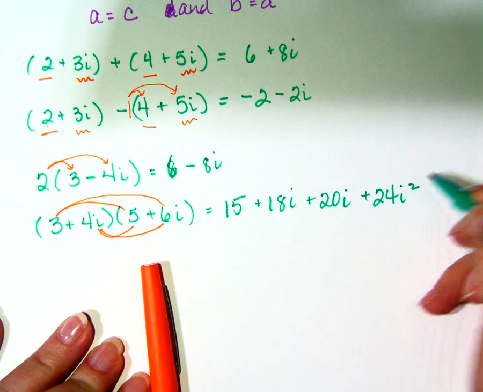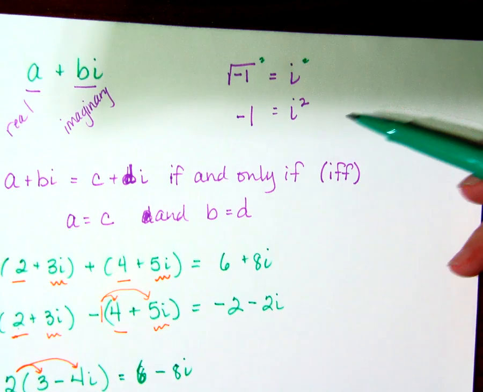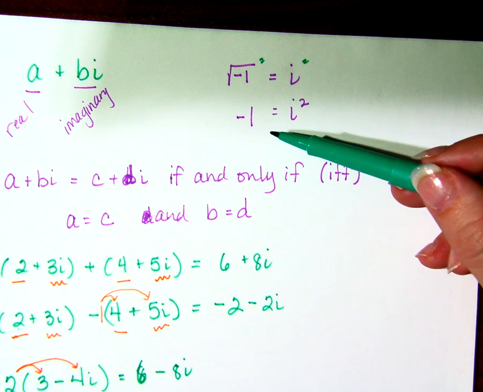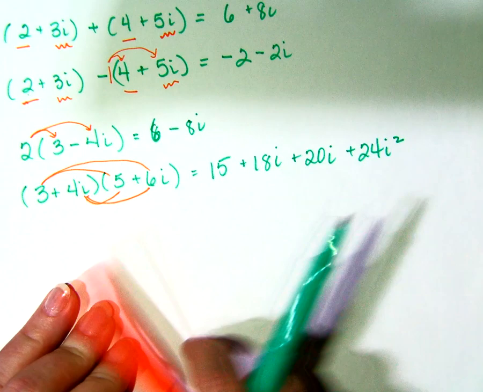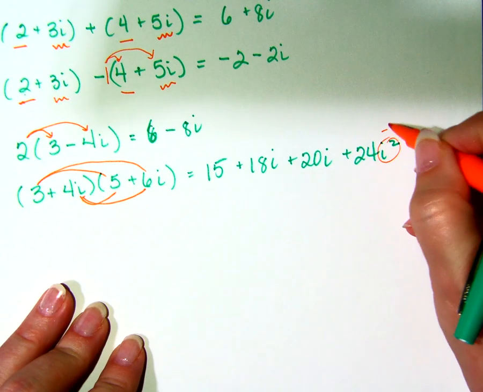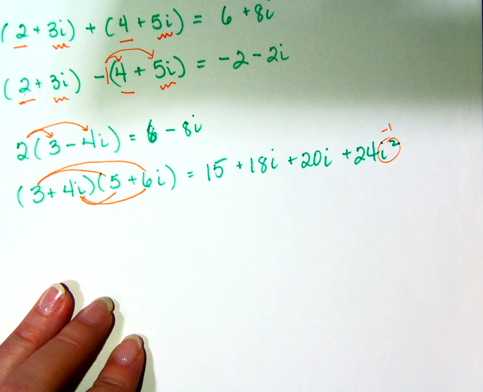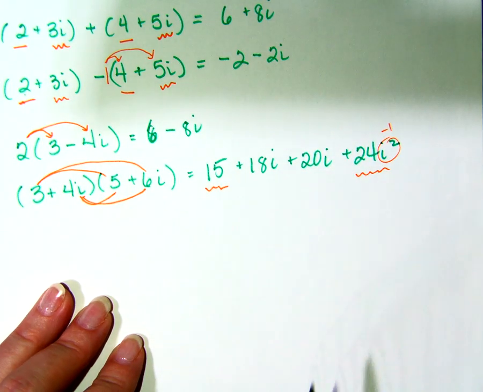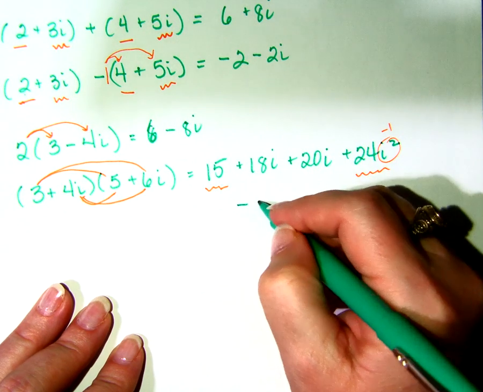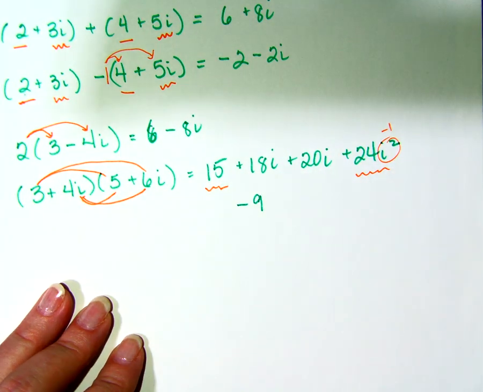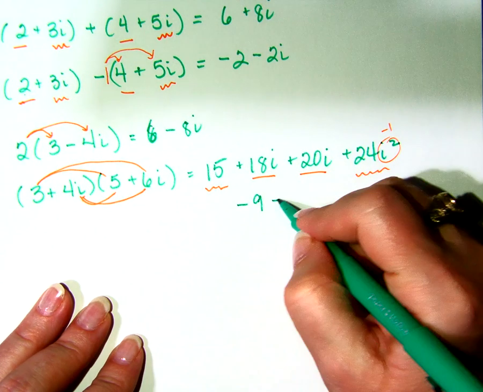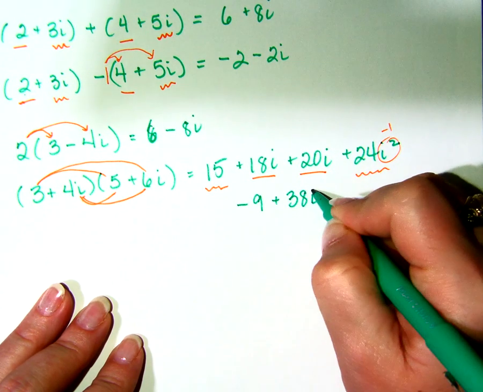24i squared, but I know that i squared is -1, isn't it? So this is -1, so I have -1 times 24, which is really -24, right? So I have a positive 15 and a -24, so -9. And then I have 18i and 20i, which is 38i.